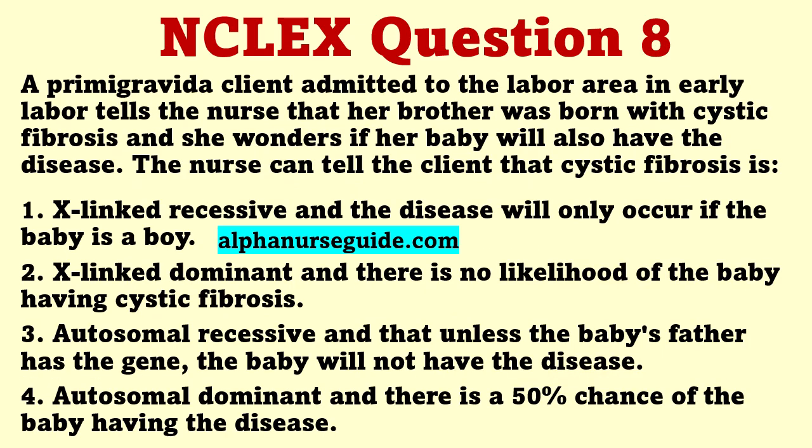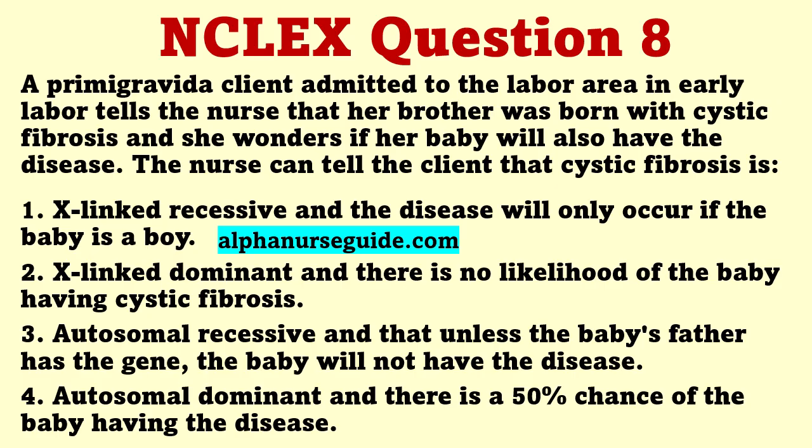A prima gravida client admitted to the labor area in early labor tells the nurse that her brother was born with cystic fibrosis, and she wonders if her baby will also have the disease. The nurse can tell the client that cystic fibrosis is 1. X-linked recessive, and the disease will only occur if the baby is a boy. 2. X-linked dominant, and there is no likelihood of the baby having cystic fibrosis. 3. Autosomal recessive, and that unless the baby's father has the gene, the baby will not have the disease. 4. Autosomal dominant, and there is a 50% chance of the baby having the disease.